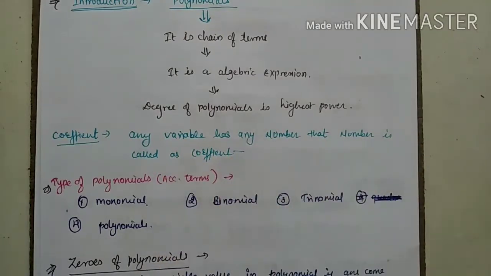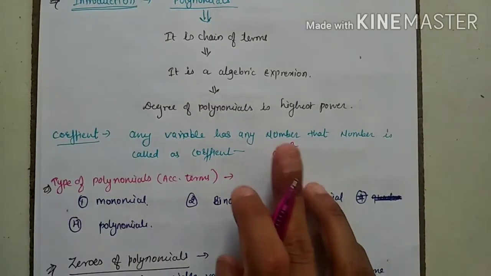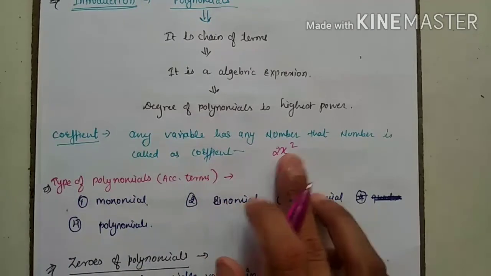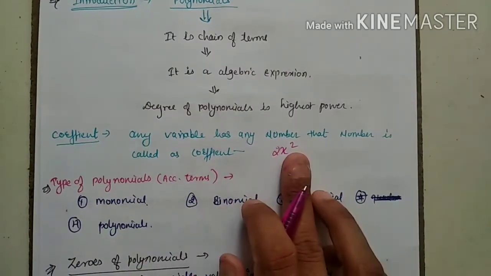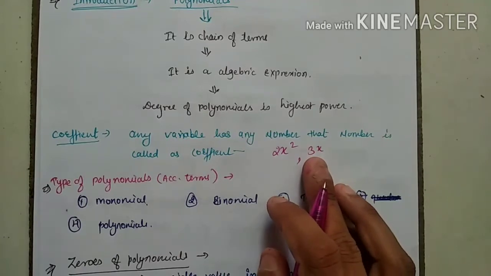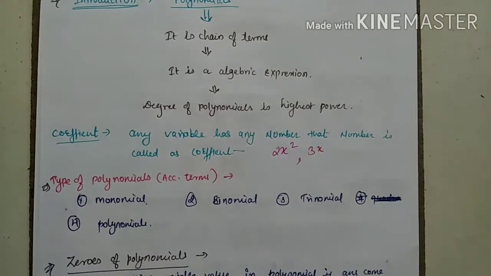For example, I am writing here 2x square. So x is your variable, and along with it there is a number, that is 2. 2 is the coefficient of x square, okay? One more example, 3x. For the coefficient of x, we have 3. So this is the way you have to recognize the coefficient, as in the 9th class.